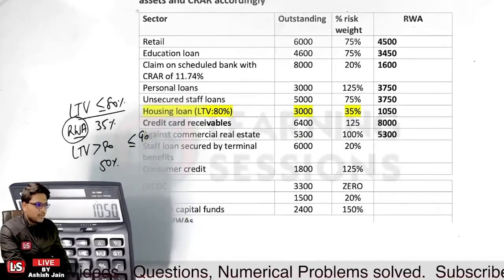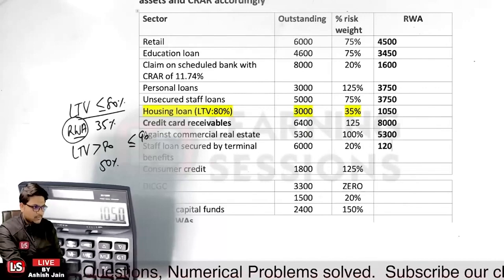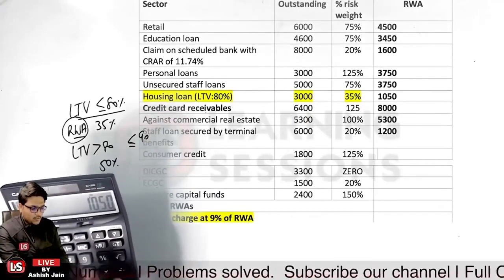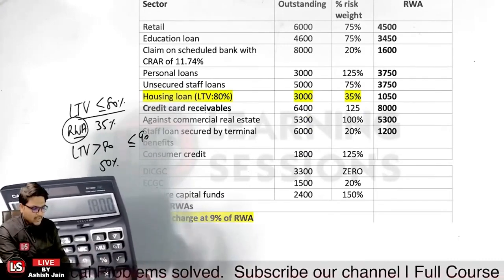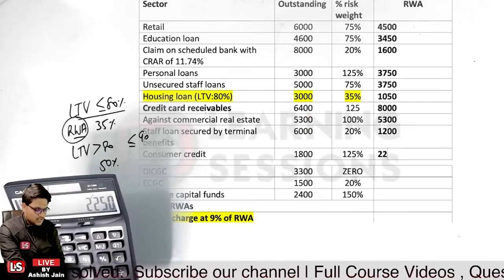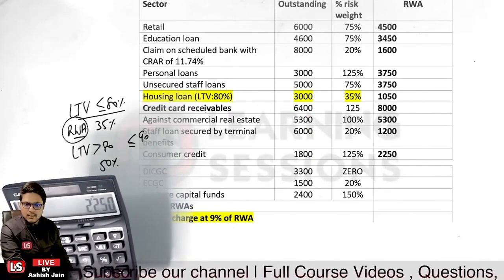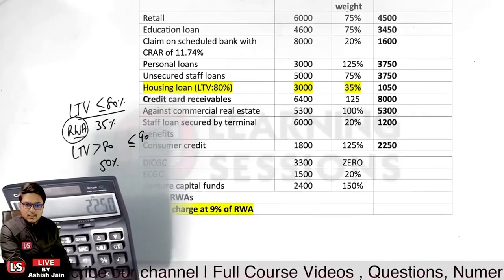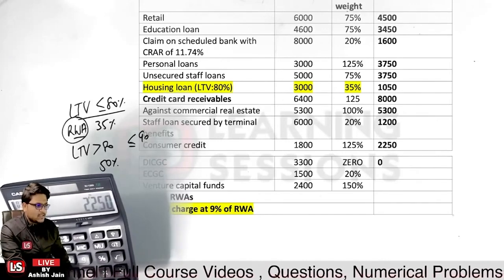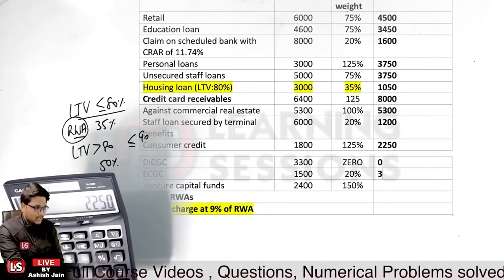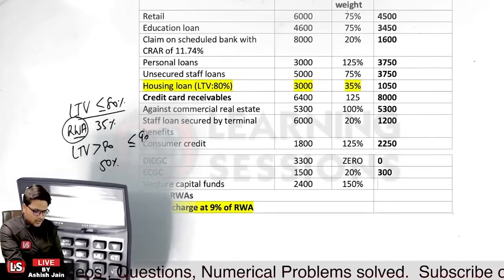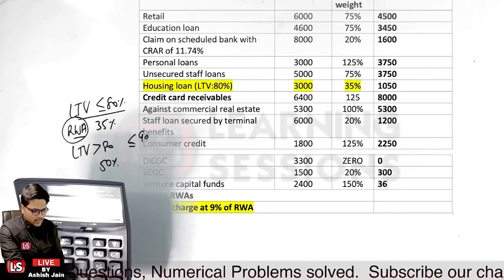Then staff loan, it will be 1,200 crores. Further, it will be consumer credits, it is 1,800 into 125%, not 20%, 125%, so it is 2,250. Further, it is related to the DICGC, it is 0, and for the ECGC it is 300, and further 150%, so it will be equal to what? It will be equal to 3,600.